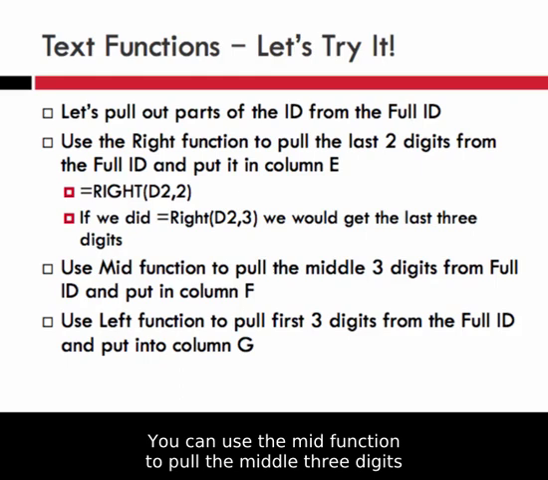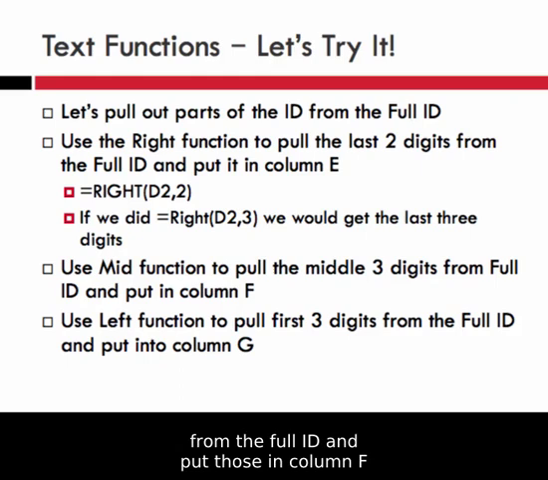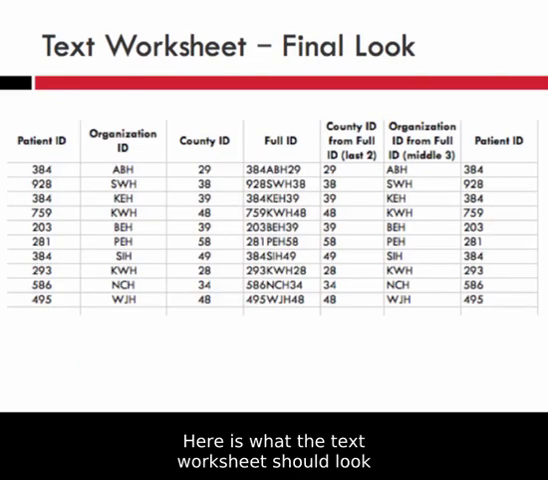You can use the mid function to pull the middle 3 digits from the full ID and put those in column F, and use the left function to pull the first 3 digits from the full ID and put those in column G. Here's what the text worksheet should look like when you're done.